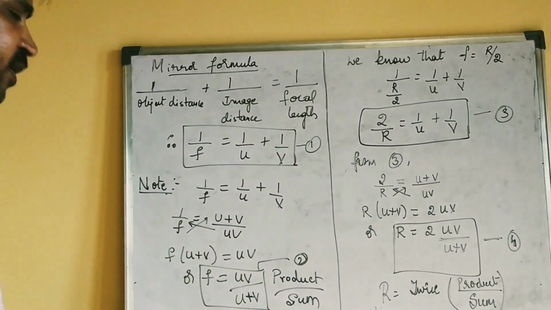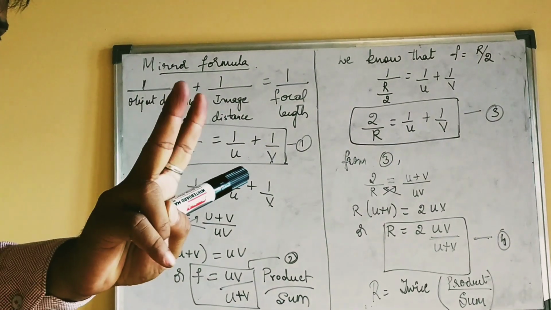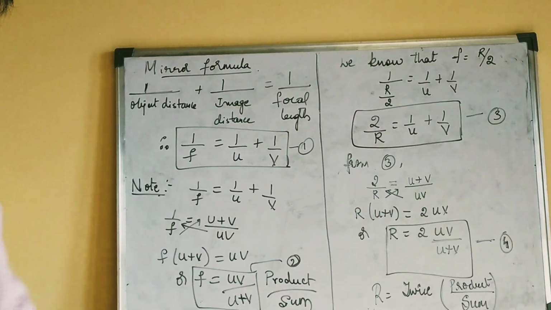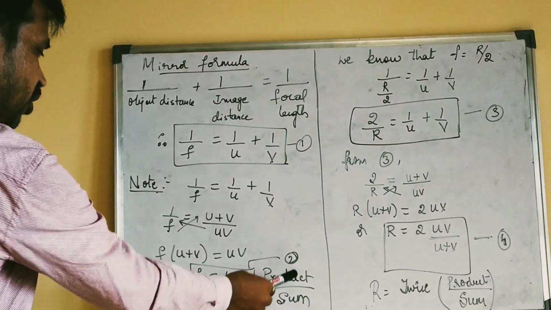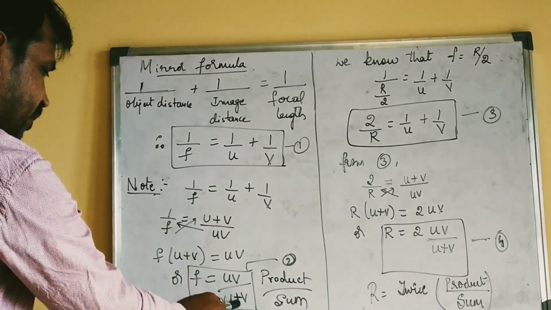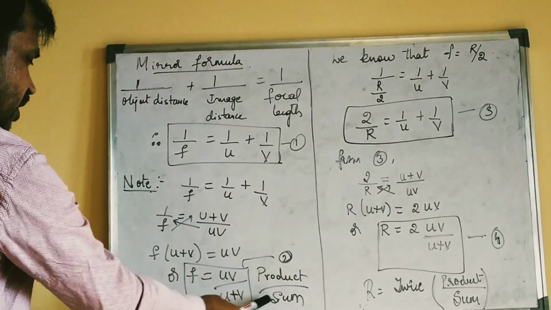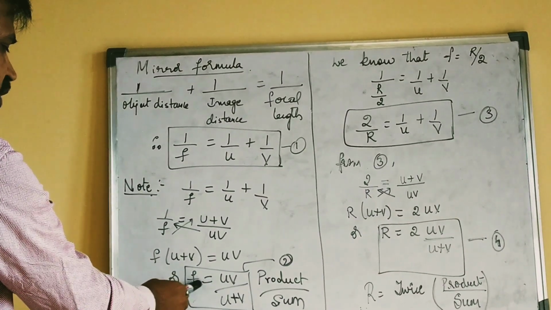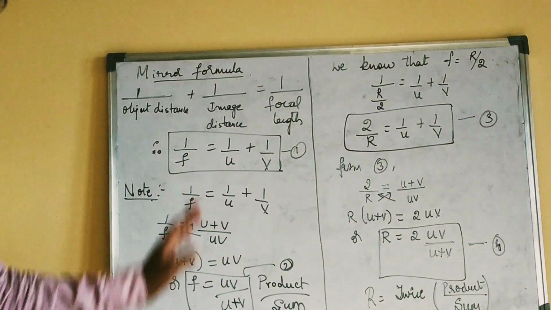So what does it mean? In the numerator and the denominator, you have only two quantities. Which are those two quantities? Object distance and image distance. In the numerator, you have the multiplication sign, that is product of object distance and image distance. In the denominator, you have the addition sign, that is sum of object distance and image distance. That's why, in short, I have written focal length is equal to product by sum. Very important when we do the problems.